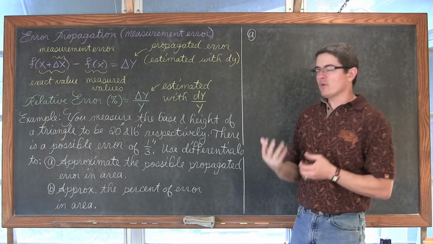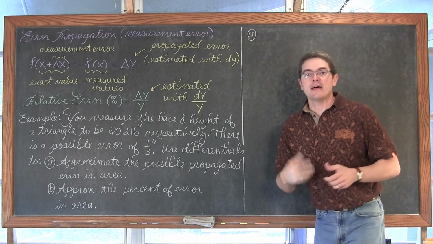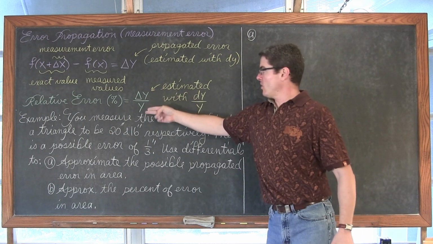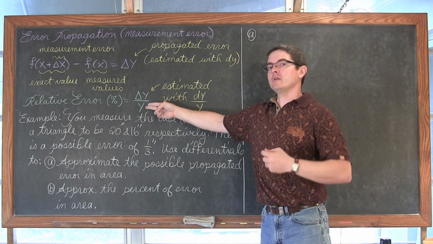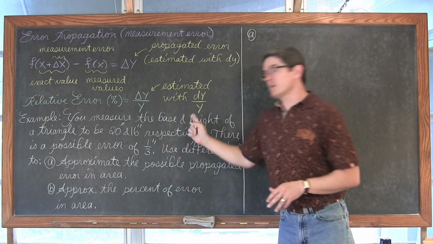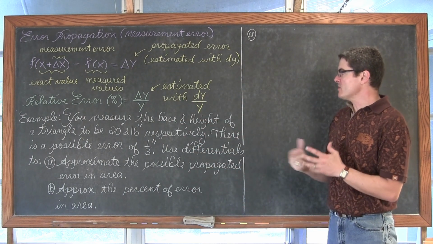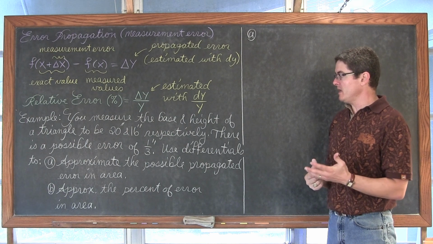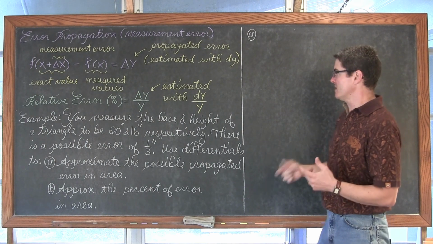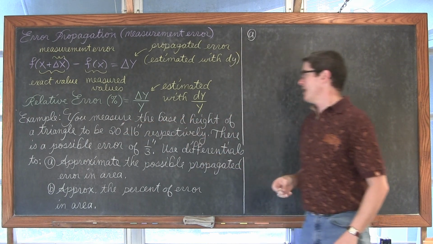And when we're asked for relative error, that is a percent, simply. So part over whole. How much error is there over the original measurement? Okay, so our example here is you measure the base and height of a triangle to be 20 inches and 16 inches respectively. So the base is 20 inches long and the height is 16.